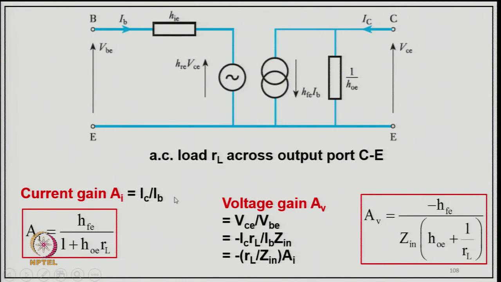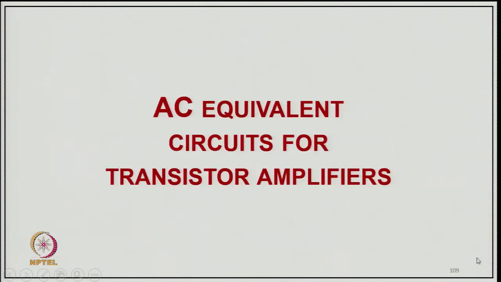So, current gain will be AI equal to IC upon IB, and this AI will be HFE upon (1 plus HOE into RL). Voltage gain is VC upon VB, in the output. That is minus IC RL divided by IB ZIN, which is minus RL upon ZIN into AI, the current gain. The voltage gain will be minus HFE divided by ZIN times (HOE plus 1 upon RL). Now coming to the AC equivalent circuit for this transistor amplifier.